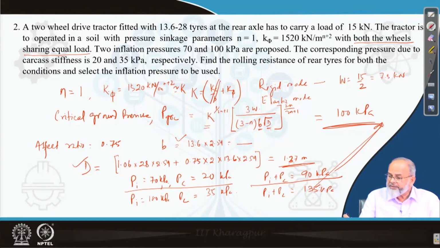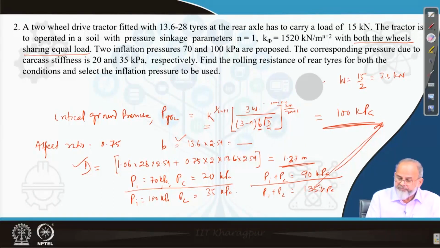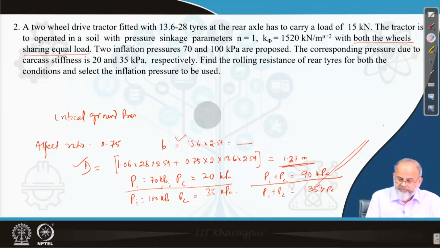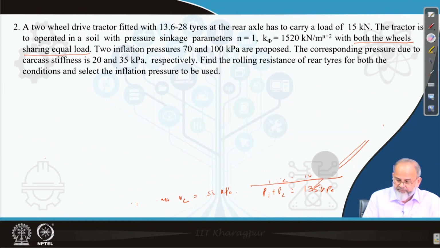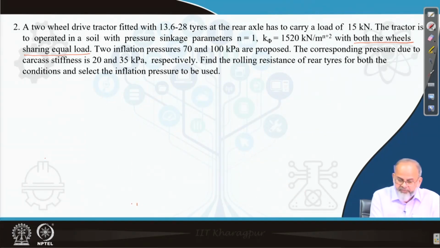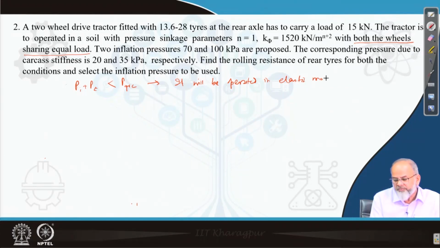So, I can write: since Pi plus Pc is less than critical, the tire will be deflected and it will be operated in elastic mode. So, elastic mode.